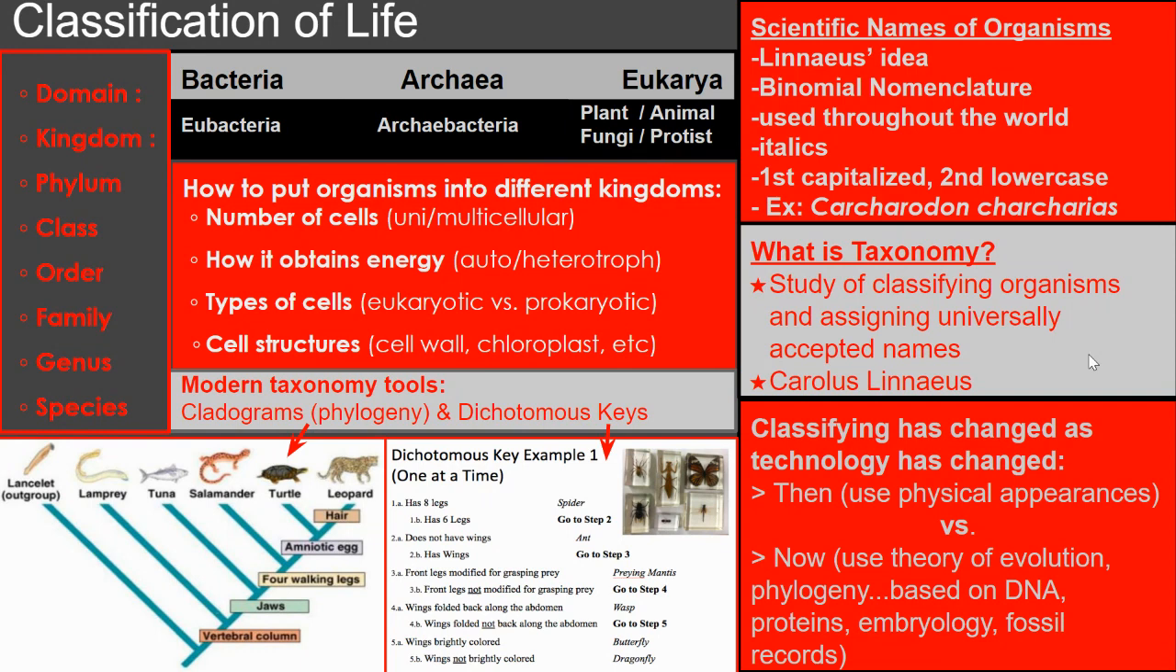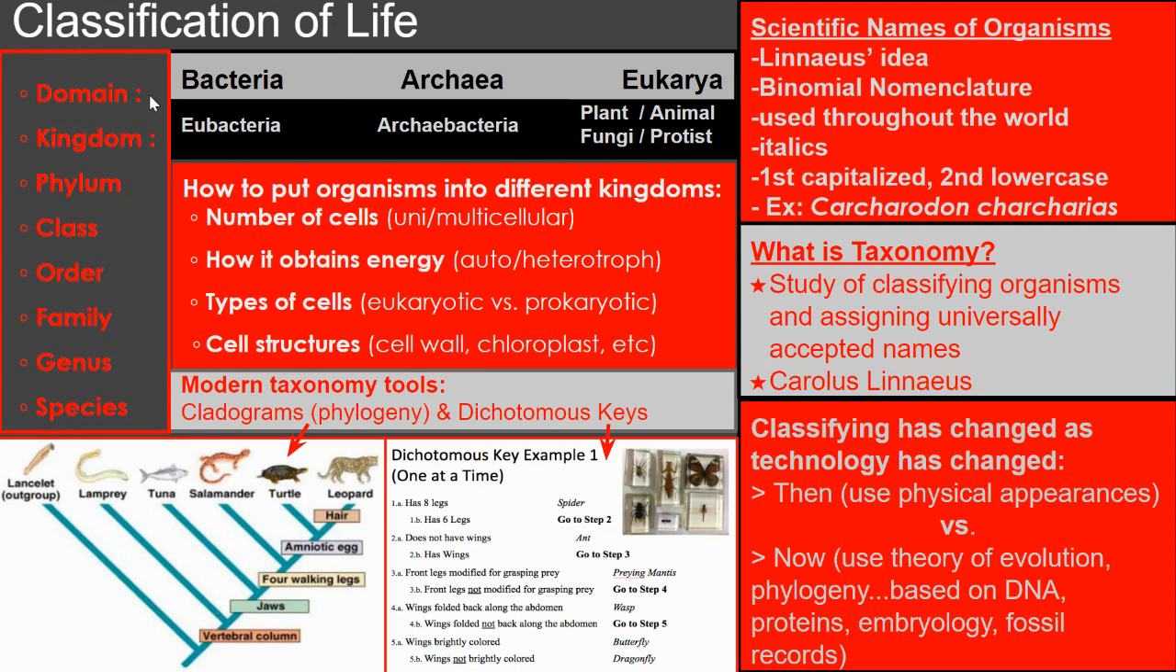Now, when you classify, you can use very many different categories or taxa. Taxa comes from the word taxonomy, but it means the different categories that you might use to classify living things. So the ones we talked about were domain, kingdom, phylum, class, order, family, genus, and species.